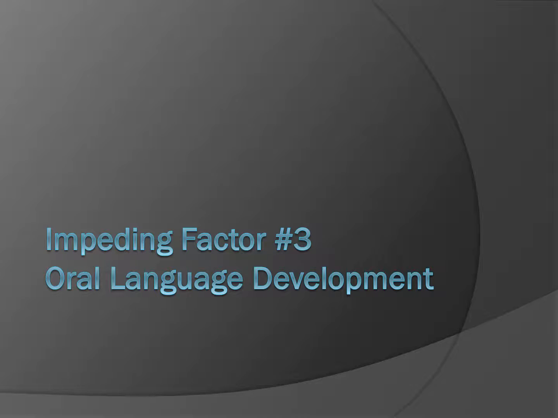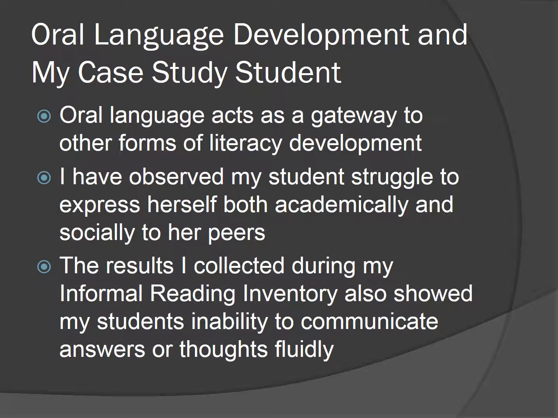The third impeding factor that I researched was oral language development. Oral language acts as a gateway to other forms of literacy development. How I noticed this was an issue that my student was struggling with was when I observed her struggle to express herself both academically and socially to her peers. I saw her using her hands a lot to illustrate a point instead of being able to say to a peer what was bothering her.